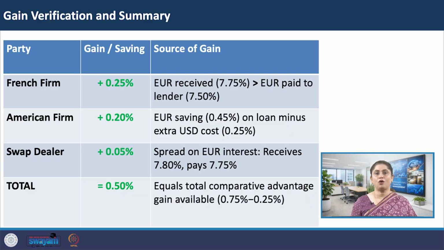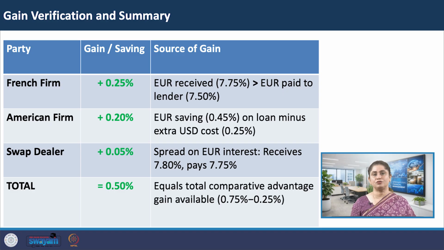Now let's bring all three sets of gains together in one view and make sure the numbers add up. Look at the total now. The gains across all three parties add up to exactly 0.50%. And remember what we calculated earlier: the total comparative advantage gain available from this swap was 0.50%, which was actually the difference between the 0.75% euro advantage and the 0.25% USD disadvantage. This is a really satisfying result.